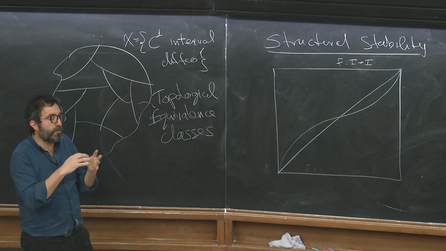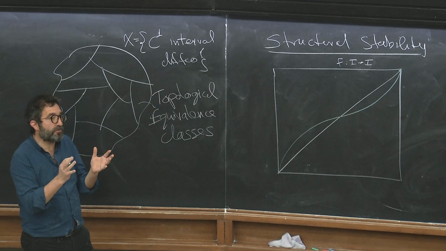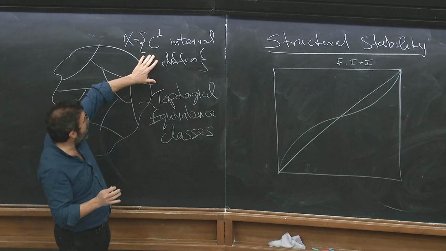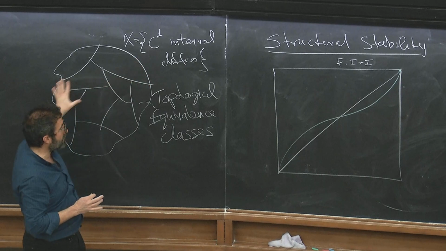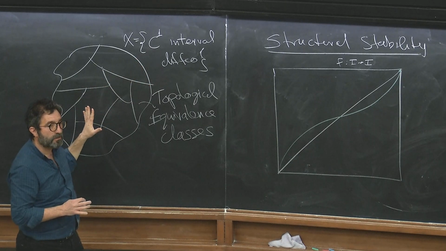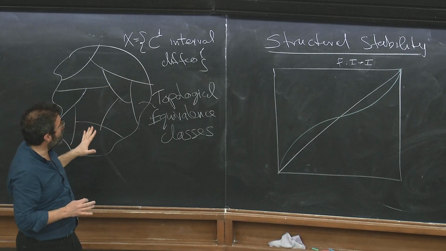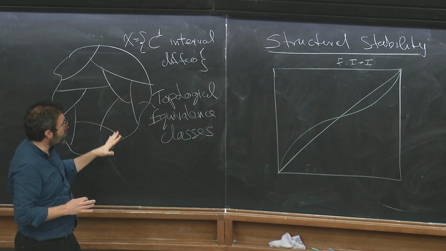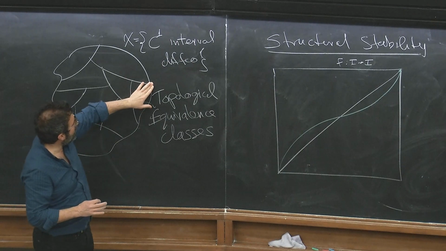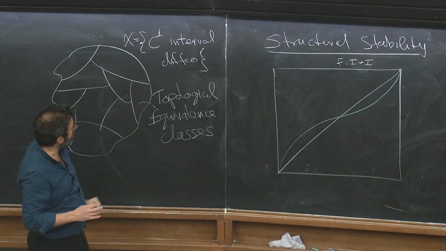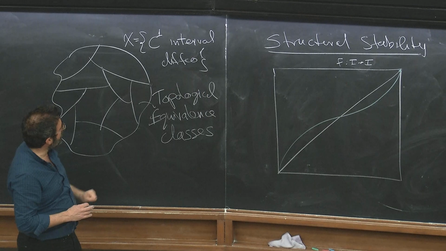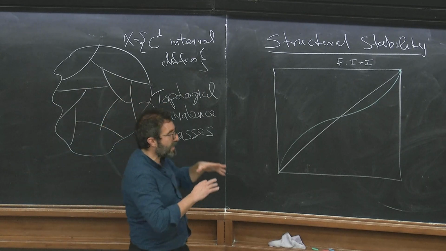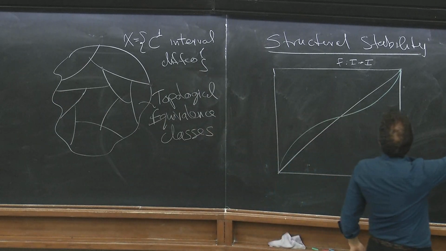Can you make a small perturbation and stay inside? This is the definition of an open set. But of course, for this, we need a topology, right, to make sense of this question. We need a topology on this. So there are various topologies we can define on the space of C1 interval diffeomorphisms, and it turns out that they have different properties. The equivalence classes have different topological properties in here.